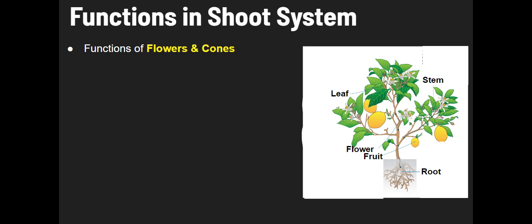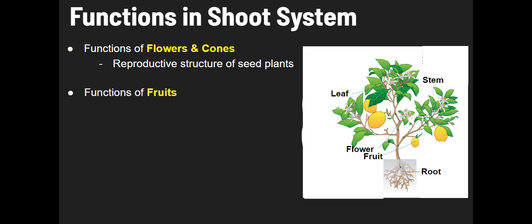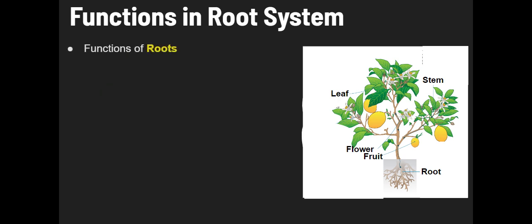Now, the flowers and cones that are part of the shoot system have some specific functions. Namely, they're the reproductive part of the plant. So they are the reproductive structures and the parts of the plant that have or contain seeds. And the function of fruits on plants is to provide the plant with a way to disperse the seeds within it.